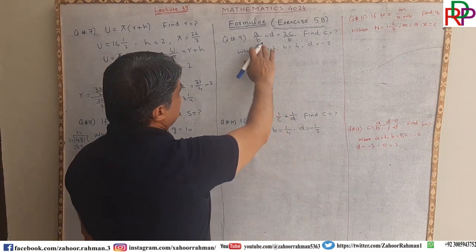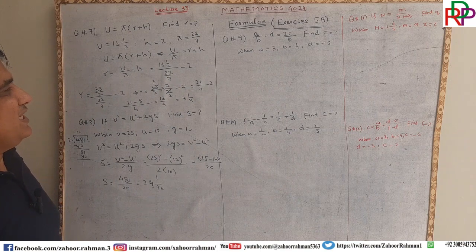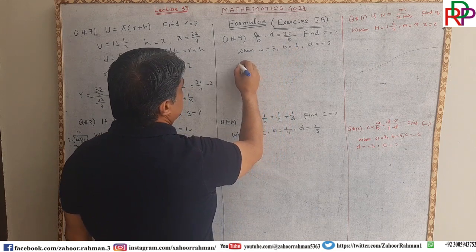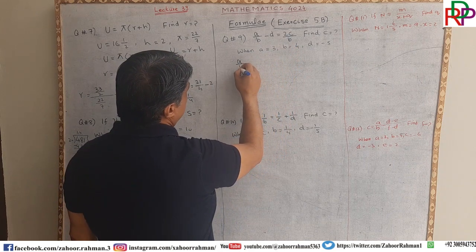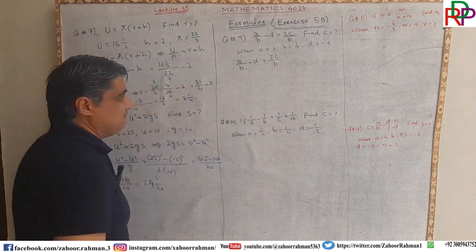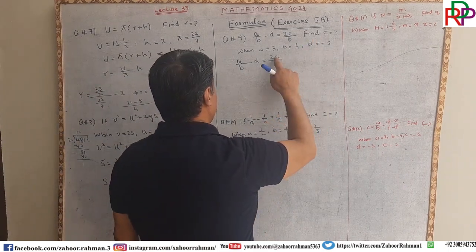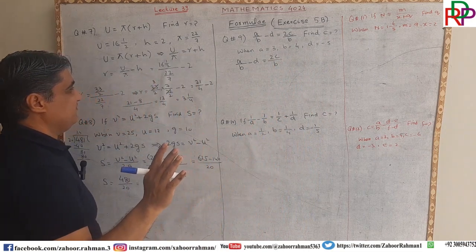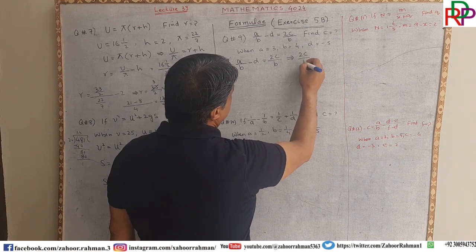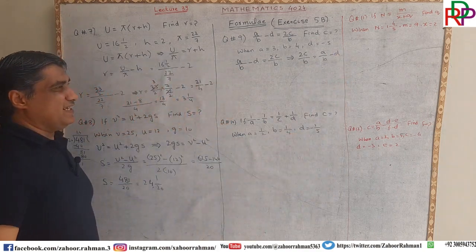Now the next question is saying a minus b, a divided by b minus d is equal to 2c divided by b. We have to find c. So let us write the original equation first: minus d is equal to 2c divided by b. Ladies and gentlemen, you have to make c the subject, so you have to leave c on one side. First I am writing this equation, 2c divided by b, a divided by b minus d, so you do not get confused.